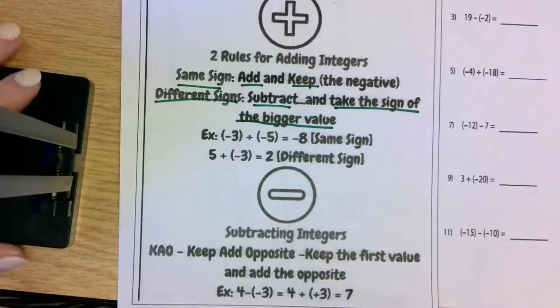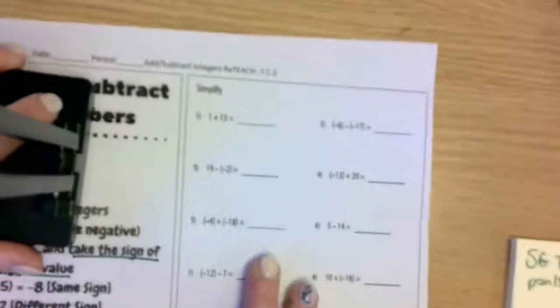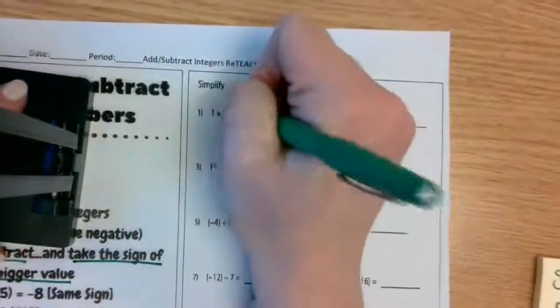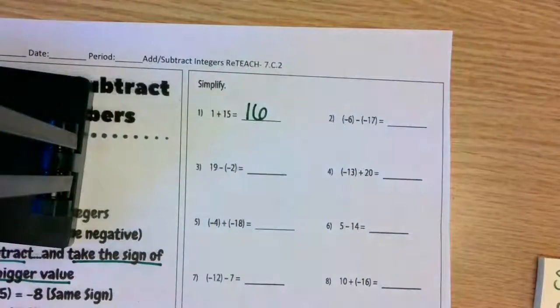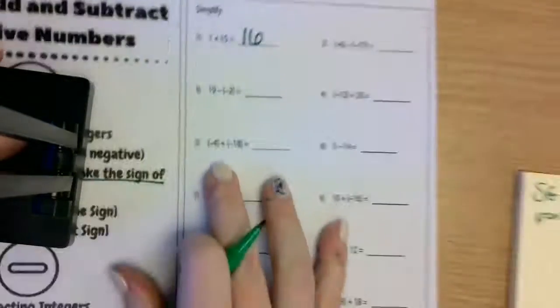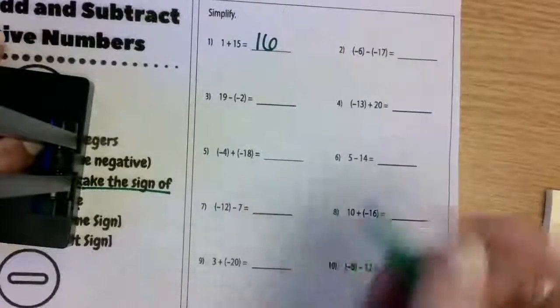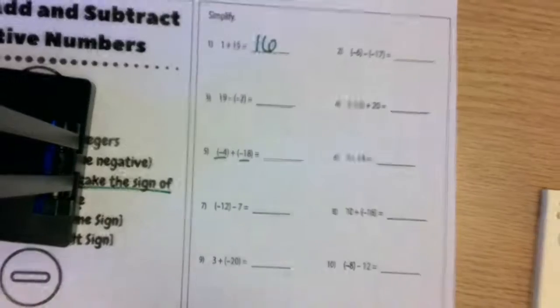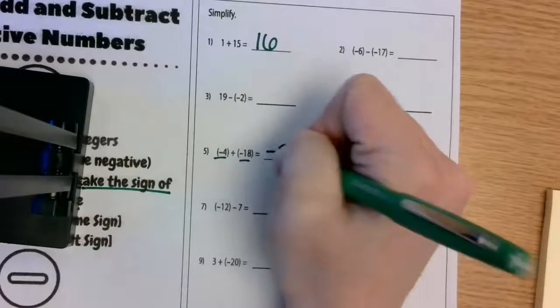Let's go ahead and practice some of those adding over here. So we have 1 plus 15. 1 plus 15 is going to just be 16. Okay. Then another one that's similar to that, -4 and -18. These have the same sign, so we're just going to add them. -4 plus -18 is going to give you that -22.